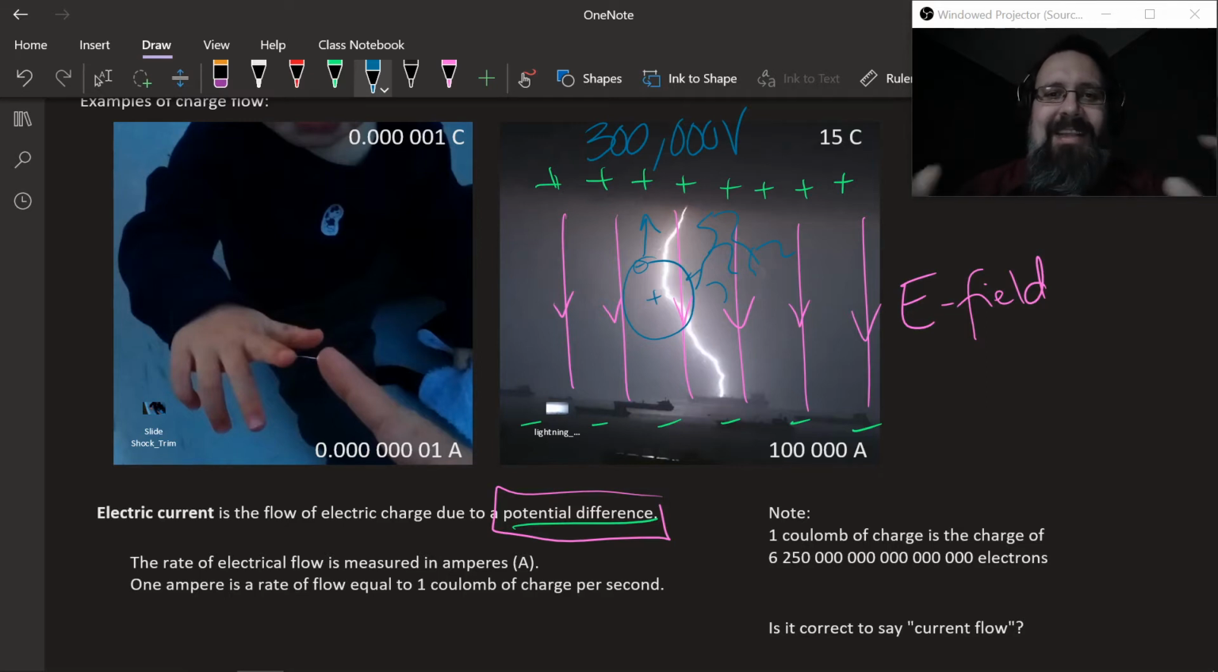What I mean by ionize is that the atom is no longer neutrally charged because the electrons have been ripped off of it.